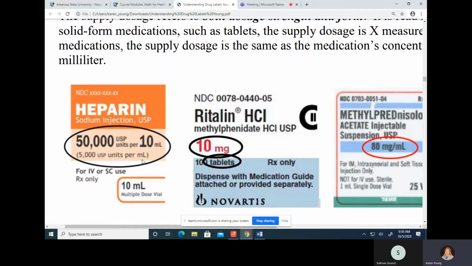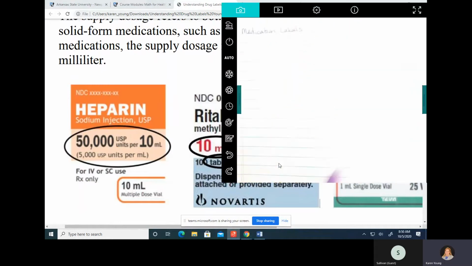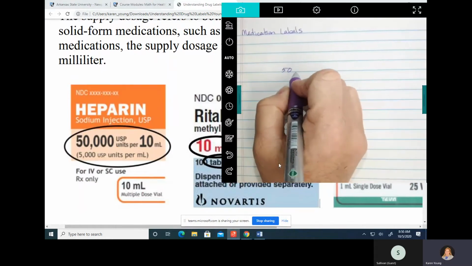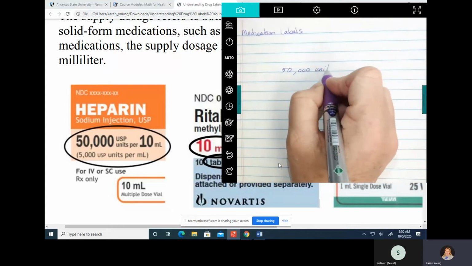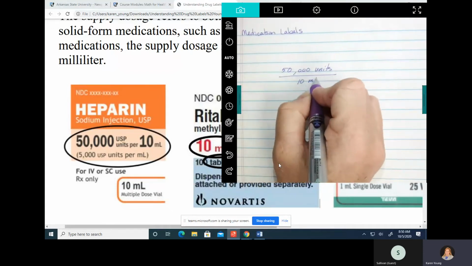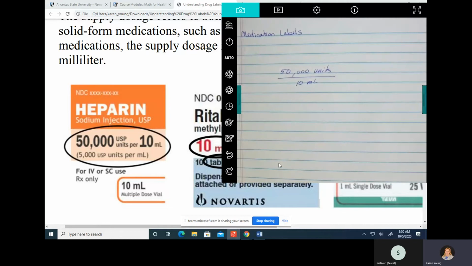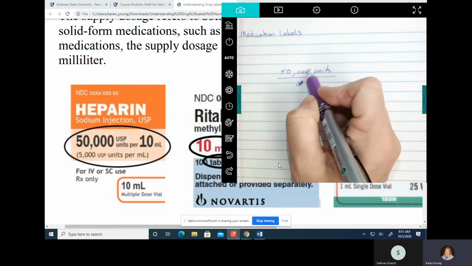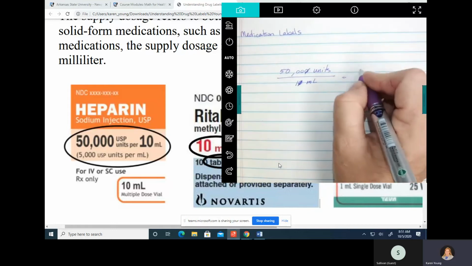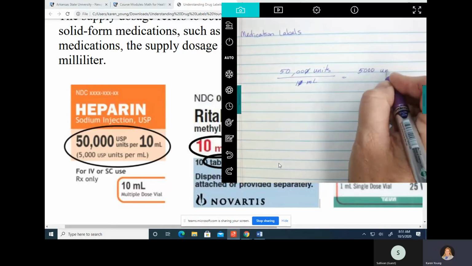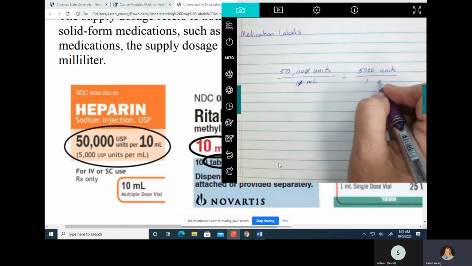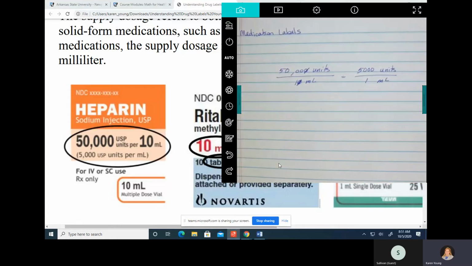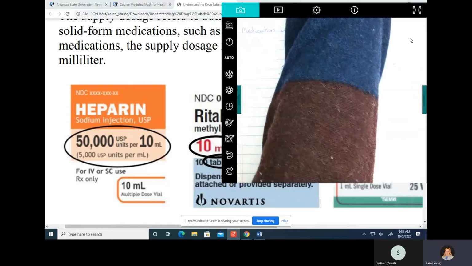These are equivalent because if I take the 50,000 units and divide it by 10, because I would write it, I'm going to use my screen here for a minute. If I take my 50,000 units, and I'm going to write it over 10 milliliters, because that's how you kind of write when you work them out. If I cancel 10 with 10, I end up with 5,000 units over 1 milliliter. Okay? So if I reduce it down, they're equivalent measures. So sometimes you can do that.